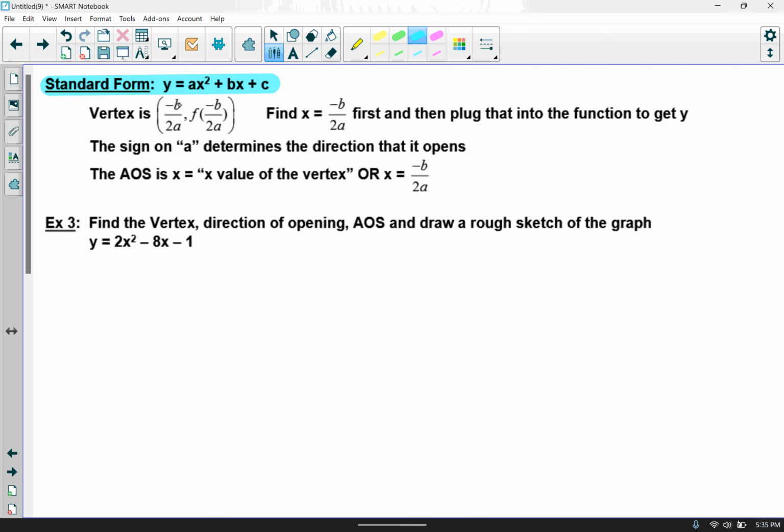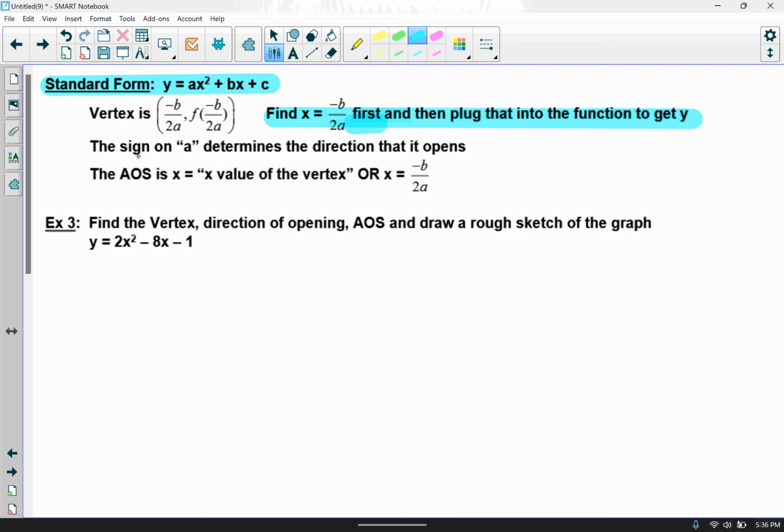This is the formula itself, negative b over 2a, and then f of negative b over 2a. In fact, instead of saying negative b over 2a, I like to read that as opposite b over 2a. That's in case your b is already negative, sometimes folks can't figure out what to do with it. If you say opposite b over 2a, then that just tells you, whatever b is, make it the opposite. Over here to the right, find x equals opposite b over 2a first, and then plug that into your function to get your y value for your vertex.